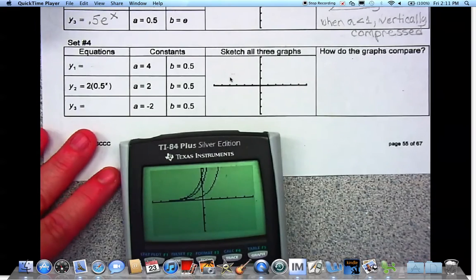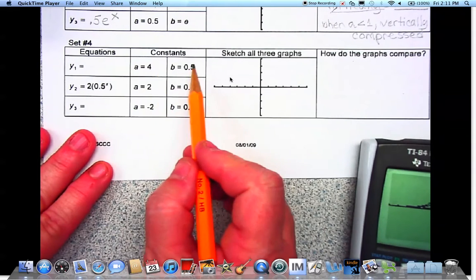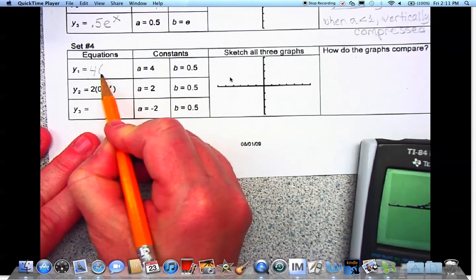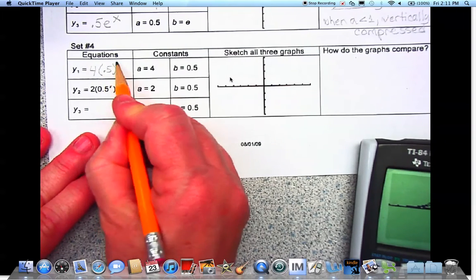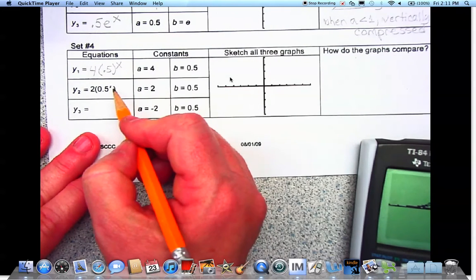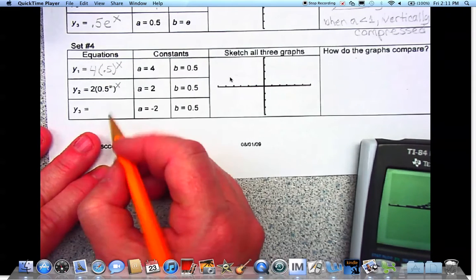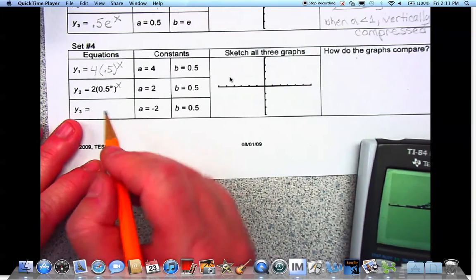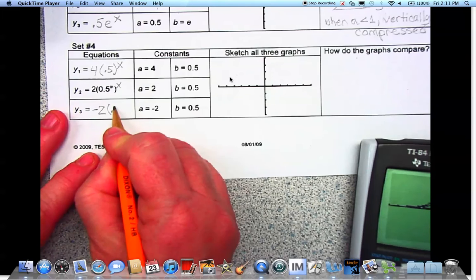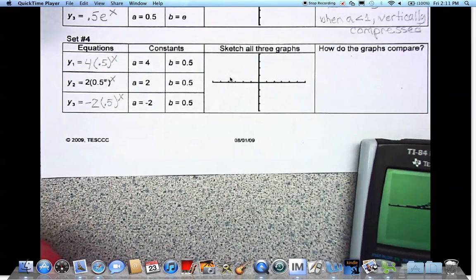Okay, number 4. What equation would you write on y1? You've got A equals 4 and B equals 0.5. 4 parentheses, 0.5 to the x. I usually put my x on the outside. For some reason, they put it on the inside. I like it better on the outside. Okay. And then, how about y3? What would that be? Negative 2 parentheses 0.5 to the x. Okay. Just do y1 and y2 for right now.